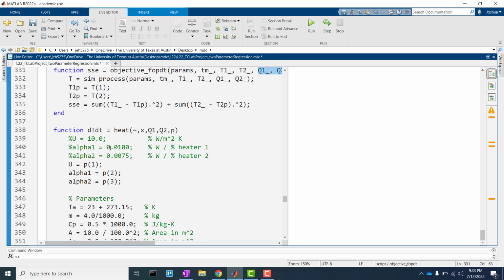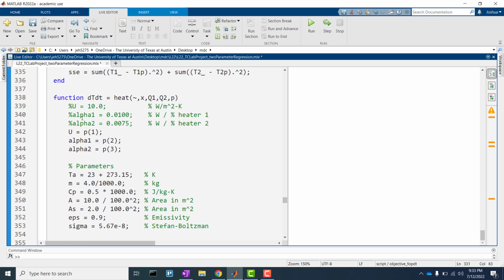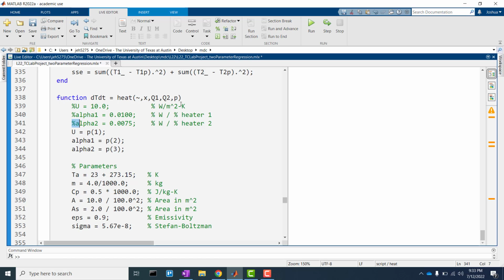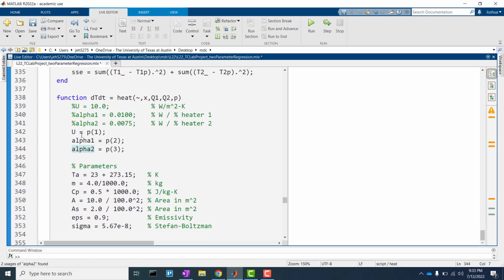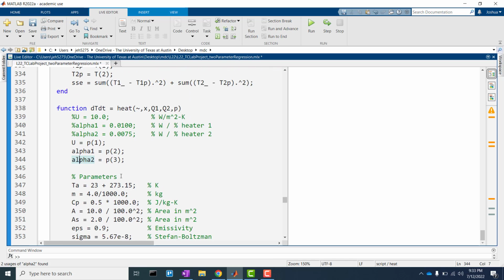Now we're going to look at a physics-based model. Our physics-based model will take this heater function, though we're going to regress U, alpha 1, and alpha 2. So those are going to be part of this p right here. You can see that right there. U is p1, alpha 1 is p2, and alpha 2 is p3.